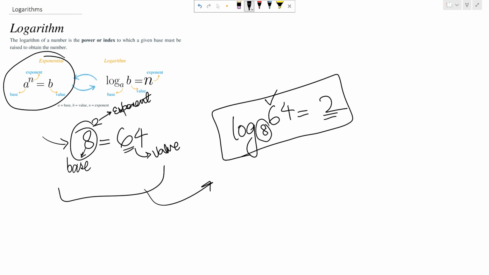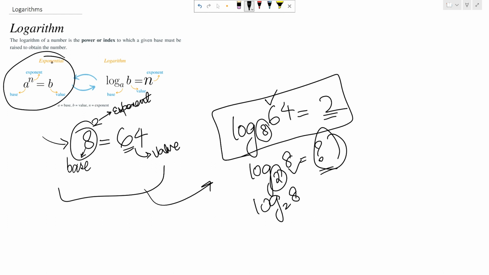Okay, if I say log of 8 to the base 2, what could possibly be the answer? We have to think of it that way: 2 to the power what gives you 8? So 2 to the power 3 gives you 8. So that means it's 3.